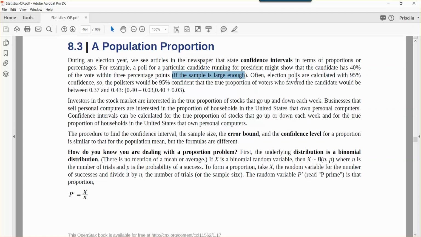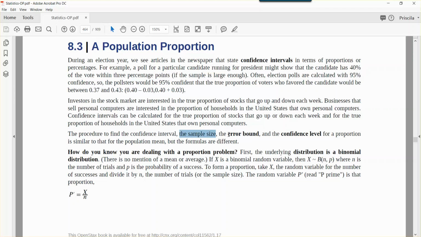And then it says often they are calculated with 95%. So they will be 95% confident that the true proportion of voters who favor the candidate would be between 37% and 43%. They subtract the error bound of the proportion in this case, and they added the error bound of the proportion. Okay, so here it says the procedure to find the confidence interval should be more than familiar to you right now.